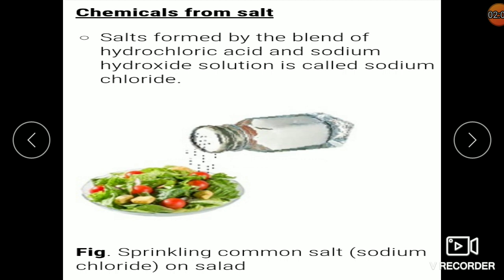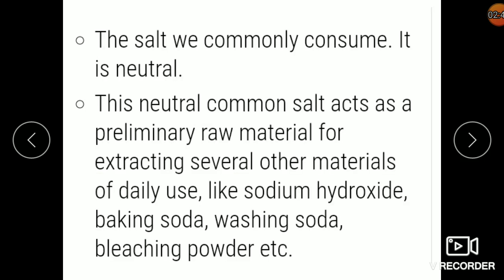From here we'll talk about some of the chemical compounds. So the basic chemical compound that we are very used to, or that is very familiar to us, is our common salt. Now how do we get the common salt? The common salt or table salt is formed by the blend of hydrochloric acid and sodium hydroxide solution and is called sodium chloride. So what is the chemical name of the common salt? It is nothing but sodium chloride that we use in food. The salt we commonly consume, sodium chloride, is neutral in nature.